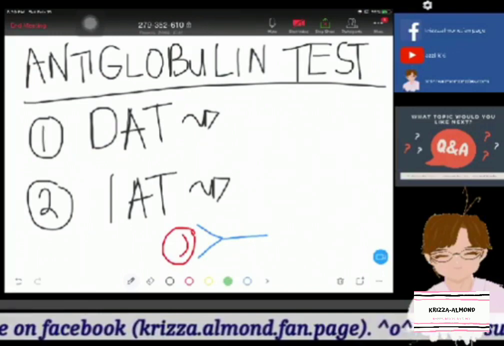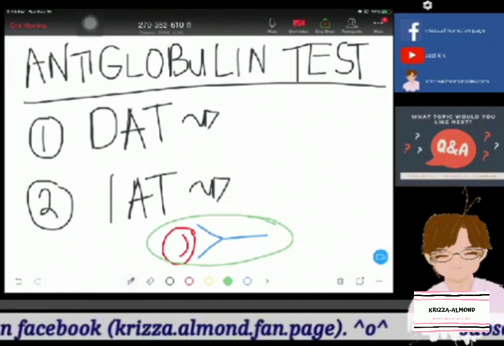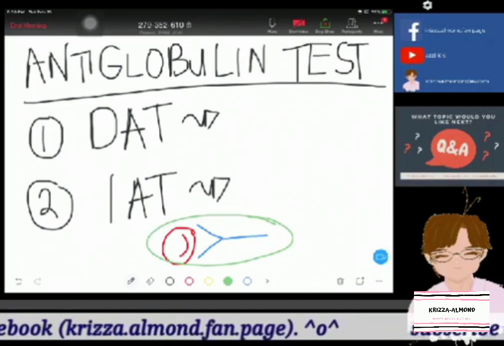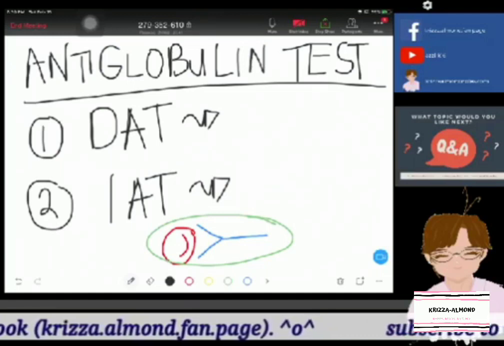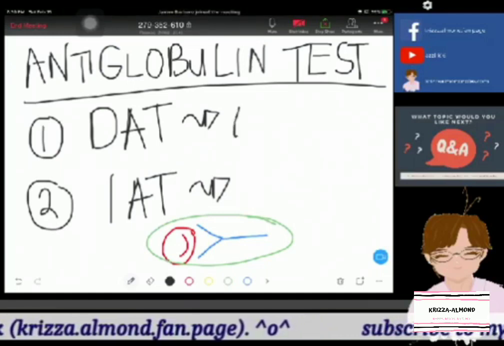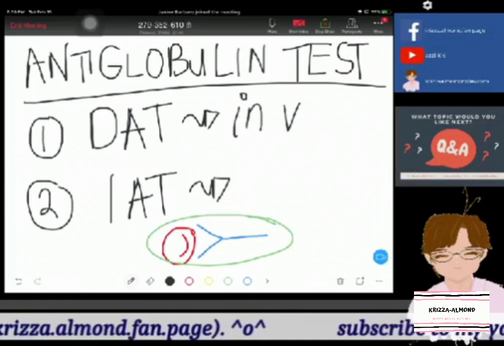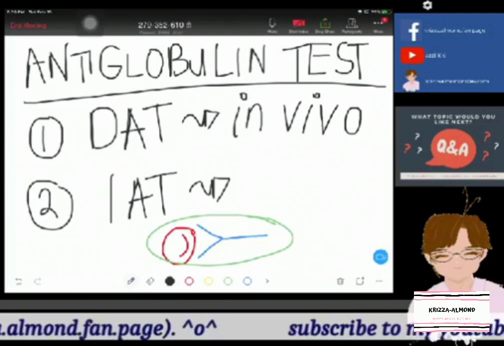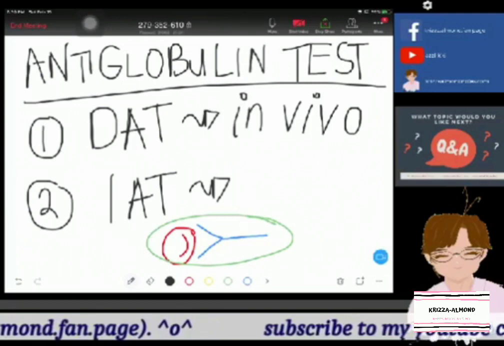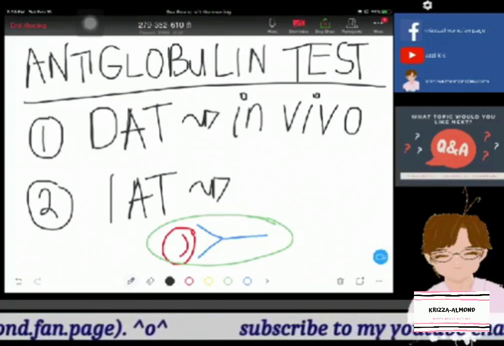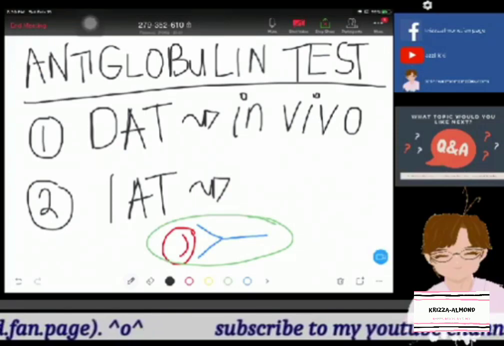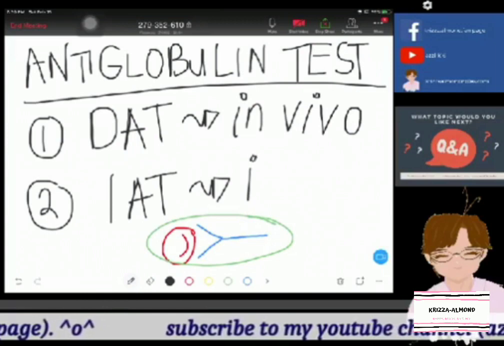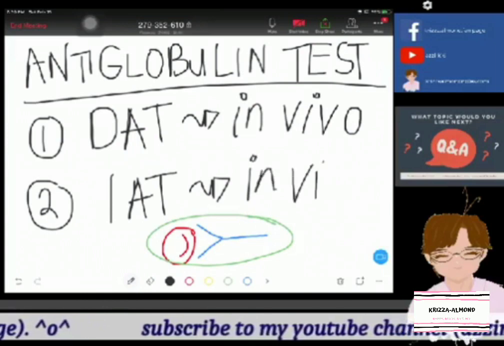So, yung binding na yun, maaaring mangyari sa loob mismo ng katawan ng pasyente or sa labas. Yun yung sinasagot na tanong ng antiglobulin test. Kapag nangyari yun sa loob ng katawan ng pasyente, ang tawag natin doon ay in vivo sensitization. Kapag naman nangyari sa labas ng katawan ng tao, ng pasyente, at ang sensitization ay mangyayari mismo sa test tube na ginagamit natin sa laboratory, then we refer to that as in vitro sensitization.